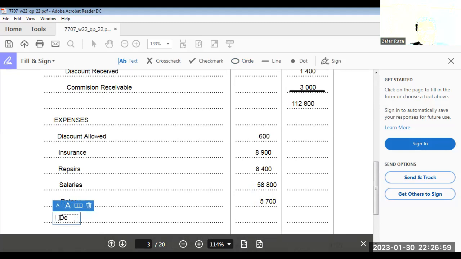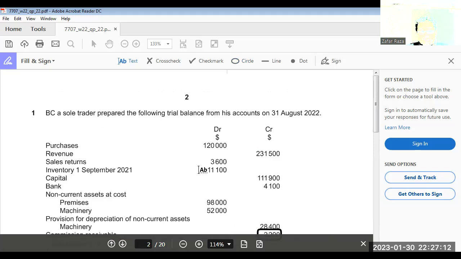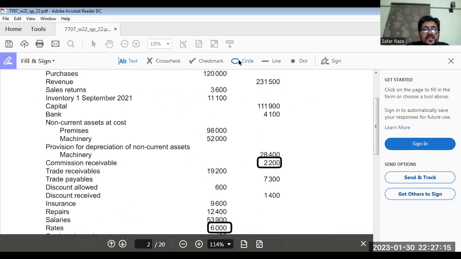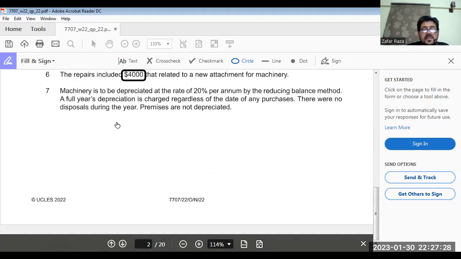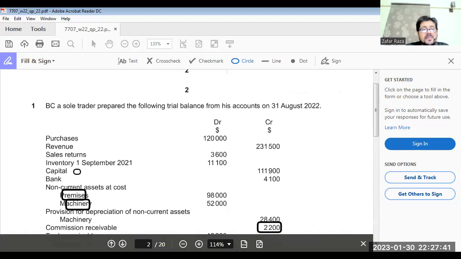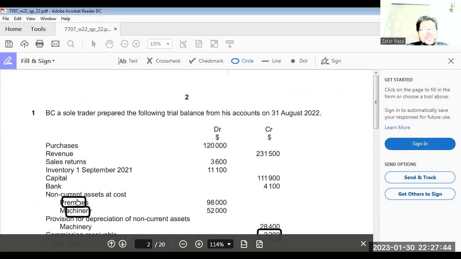Depreciation. Now depreciation we have to calculate on fixed assets. We have here two non-current assets, premises and machinery. But let's see what the adjustment says. The adjustment says machinery is depreciated 20% per annum reducing balance method, with a full year's depreciation charge regardless of the date of purchase. There were no disposals during the year. Premises are not depreciated, so we have to exclude premises from depreciation. We don't need to calculate that.